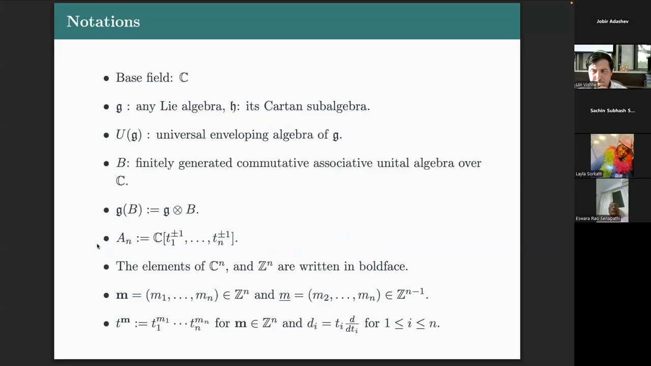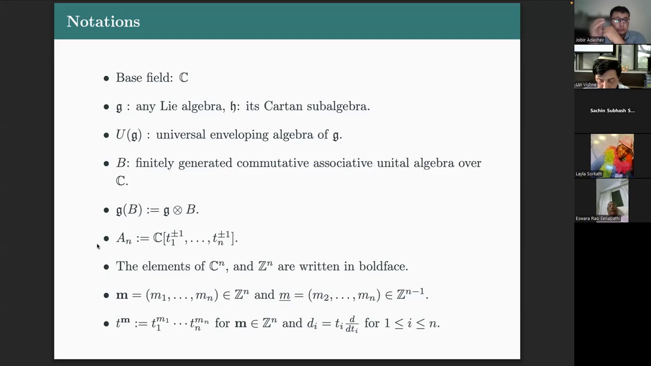So now we will begin with the notations. We will always work with the base field C. For any Lie algebra G, H will always denote its Cartan subalgebra. As mentioned, U(G) would be its universal enveloping algebra. B would be a finitely generated commutative associative algebra over C. We'll always take an algebra which has unity. G bracket B will always denote G tensor B, usually called a map algebra, and it is fundamental to our result.